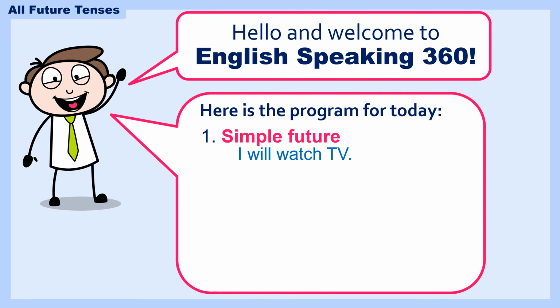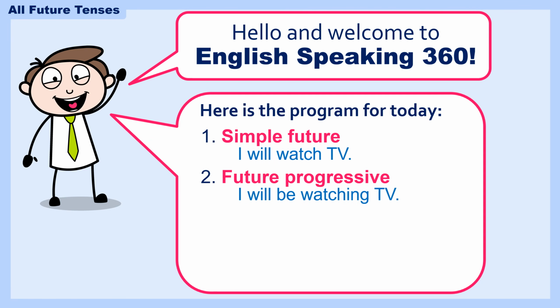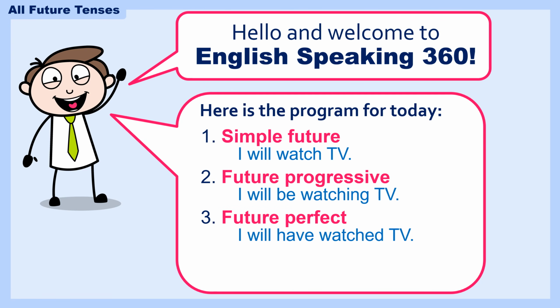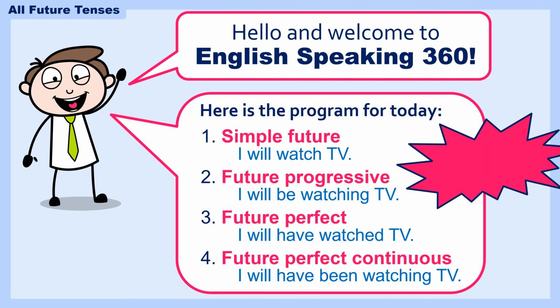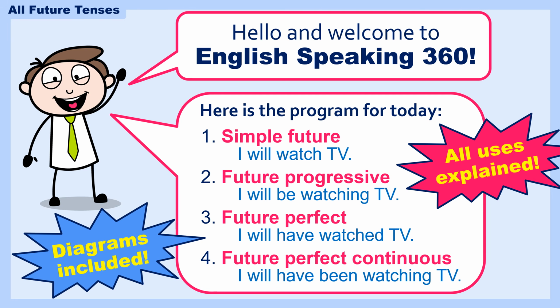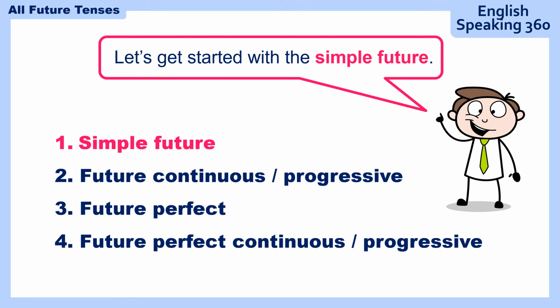We're going to start with the simple future with will: I will watch TV. Then the future progressive, I will be watching TV. The future perfect, I will have watched TV. And finally, the future perfect continuous, I will have been watching TV. Of course, I'm going to explain all uses and I will be including the diagrams to make sure that you understand super well. Let's get started with the simple future.